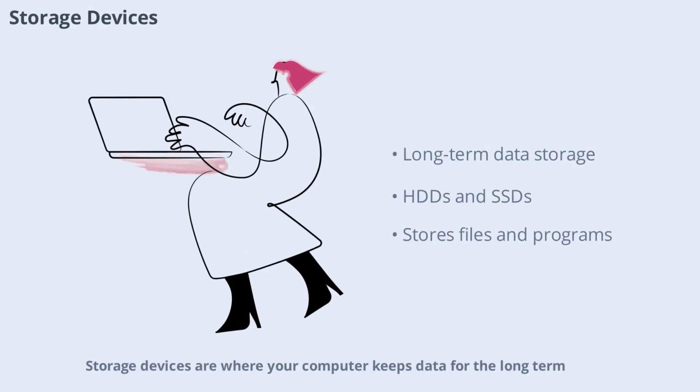Storage devices are where your computer keeps data for the long term. The most common types are hard disk drives, HDDs, and solid-state drives, SSDs. HDDs use spinning disks to store data, while SSDs use flash memory and have no moving parts, making them faster and more durable. Storage devices hold your operating system, programs, documents, photos, and more. In the next scene, we'll see how the power supply keeps everything running.